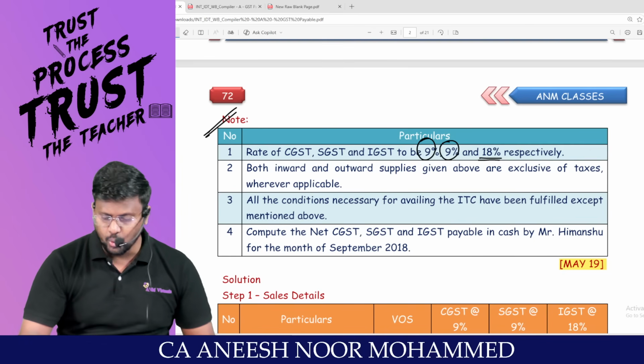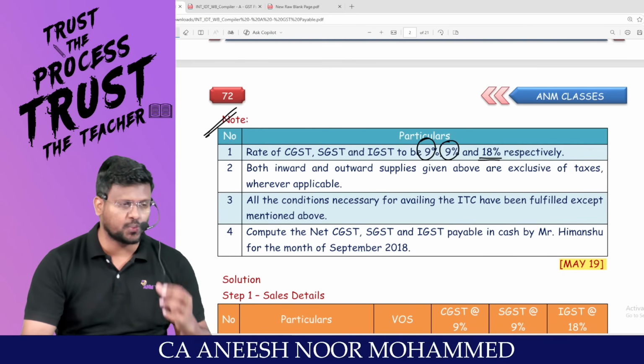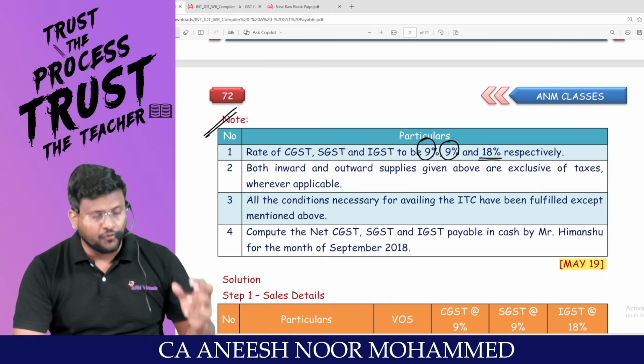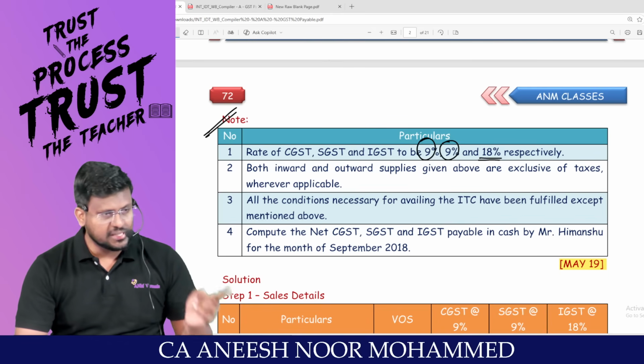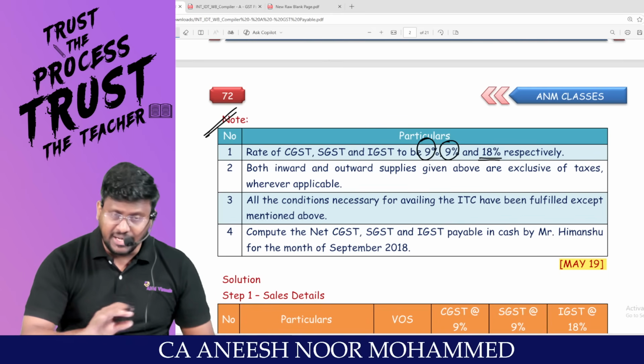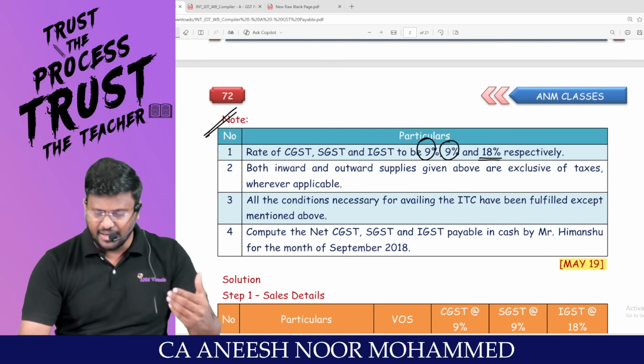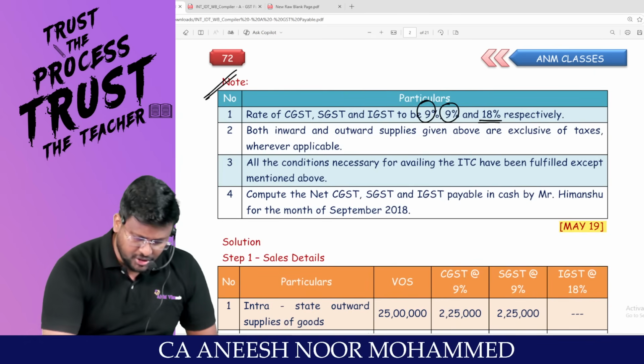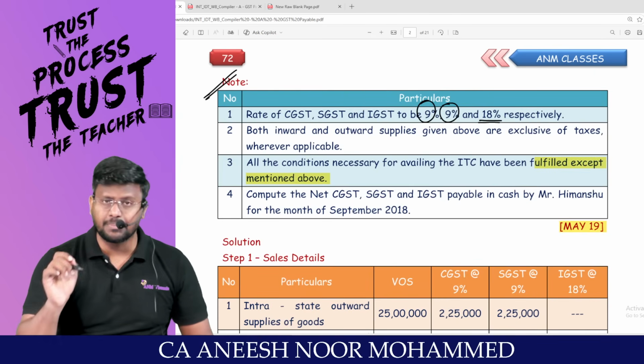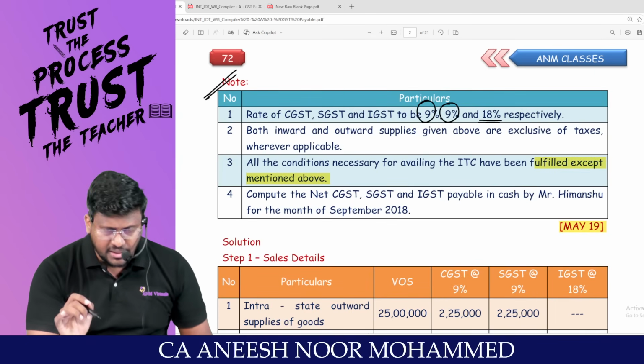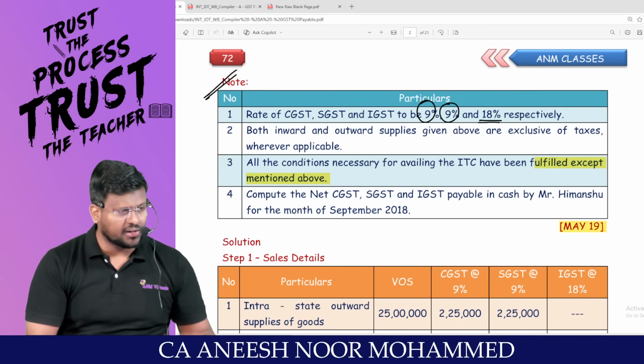Both inward and outward supply given above are exclusive of taxes wherever applicable. That means all the above figures are only value of supply. It is not including taxes. All conditions necessary for availing ITC have been fulfilled except mentioned above, because as per Section 16(2), in order to take ITC, we are supposed to satisfy certain conditions.